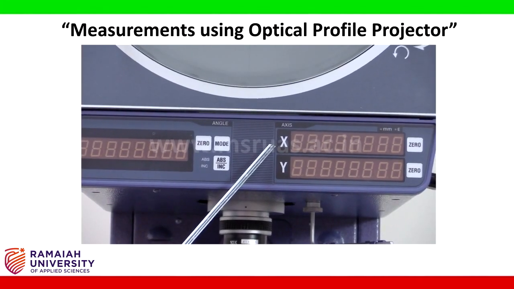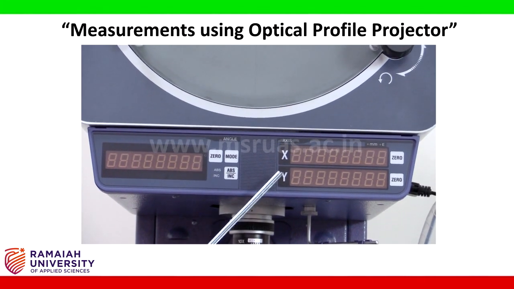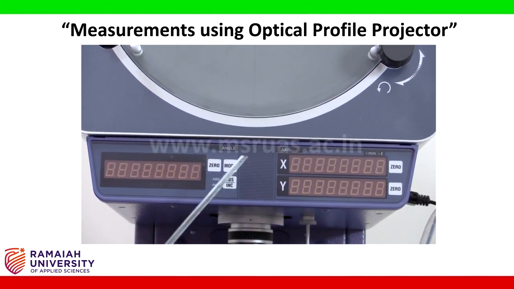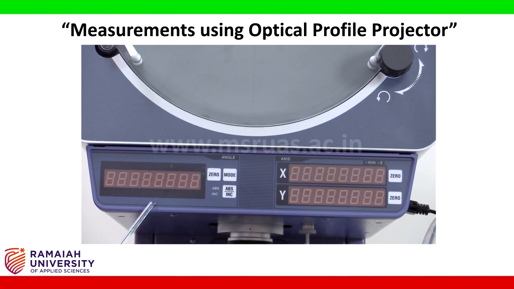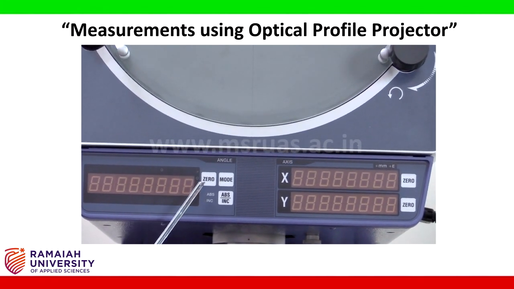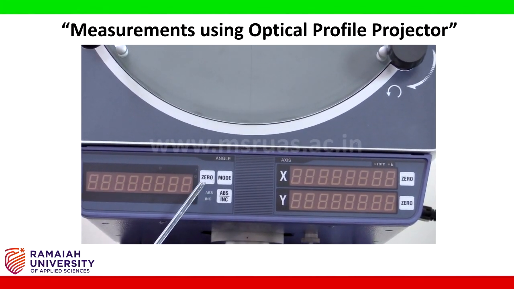Here one can see the x-axis movement and the y-axis movement. On the left side you can see we can measure the angles. There are two modes. One is the absolute mode, the other is the incremental mode.